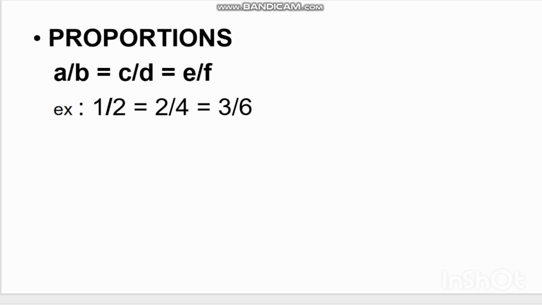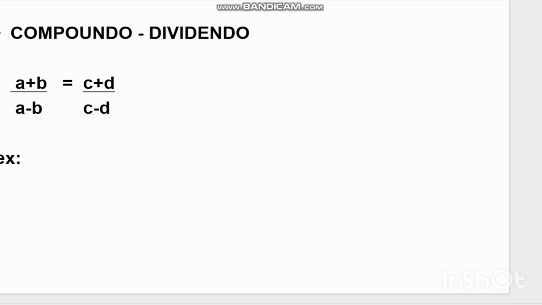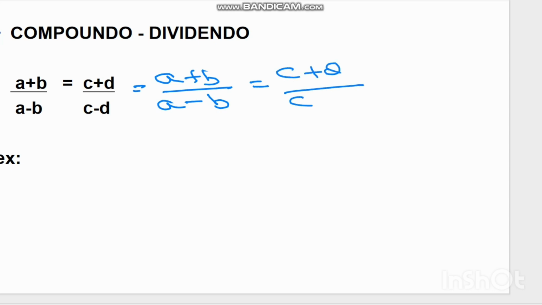So the important thing in proportions is nothing but componendo and dividendo. So what is componendo and dividendo? Componendo and dividendo is nothing but A plus B by A minus B equal to C plus D by C minus D.